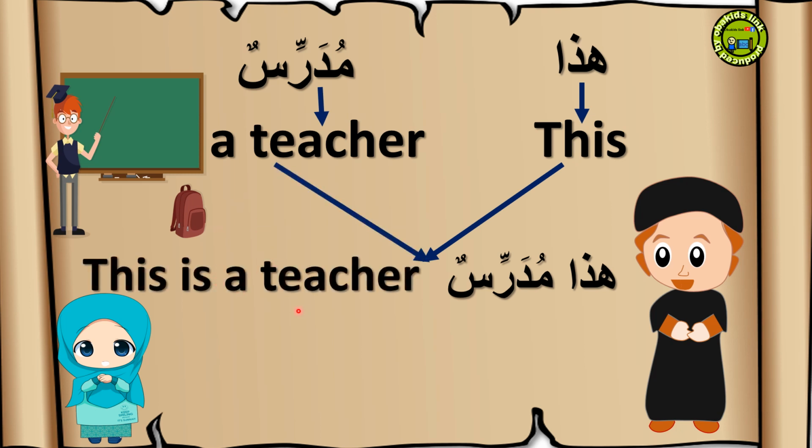Let us look at the examples again. This is هذا. هذا is a singular demonstrative pronoun which means this. This is مدرس. مدرس is a singular noun which means a teacher. Now if we combine هذا and مدرس together, it makes هذا مدرس, which means this is a teacher.